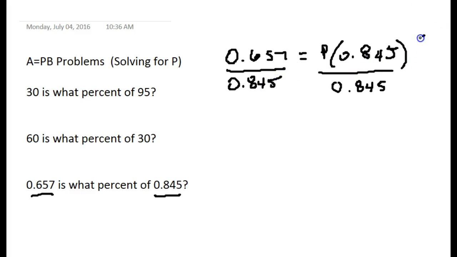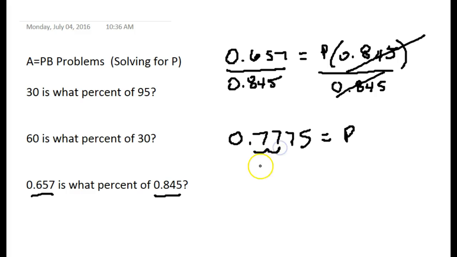Of course, these over here will cancel. And I divided 0.657 by 0.845, and I got, rounding to 4 decimal places, 0.7775 equals P. Don't forget, I have to move my decimal places and convert it to a percentage. So I'm going to get 77.75%. I'm getting a little better on my writing there, but not much.